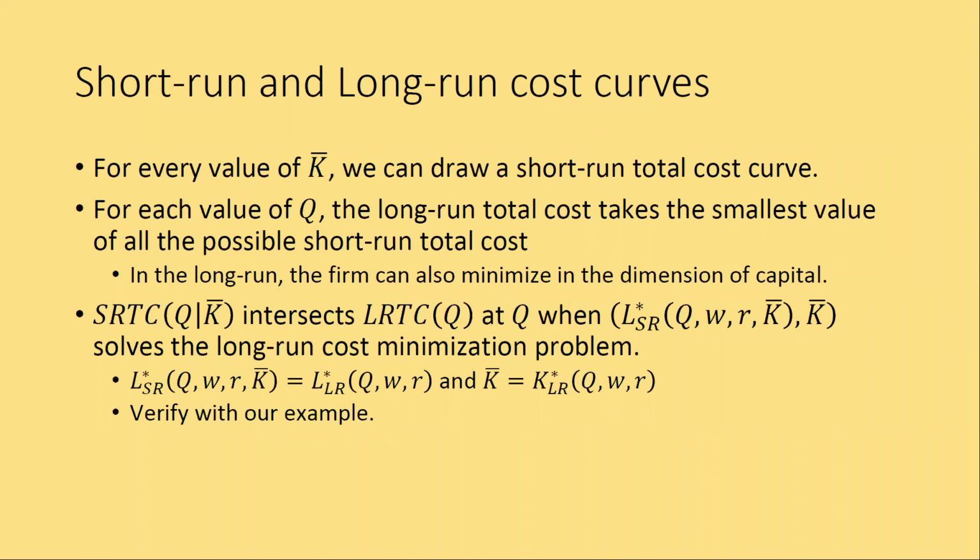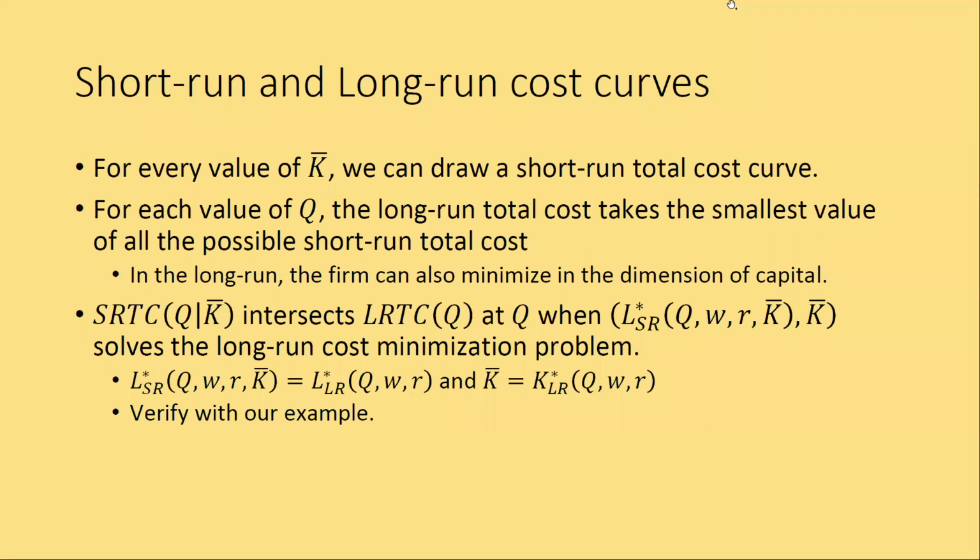So the short run total cost intersects the long run total cost at point Q, where the following condition is satisfied. So in the graph, if you remember, the short run total cost for different values of k bar intersects our long run total cost at different points of Q, right? And for given k bar and Q, we have our solution.